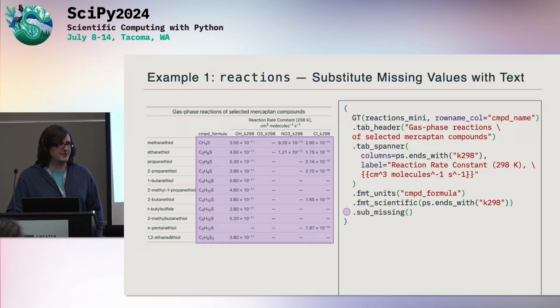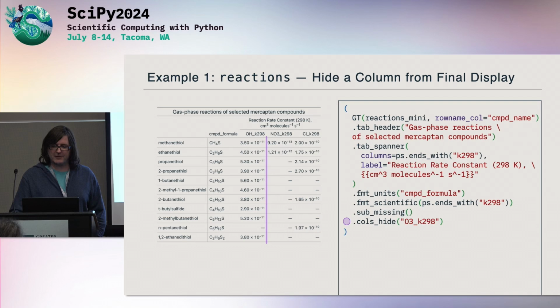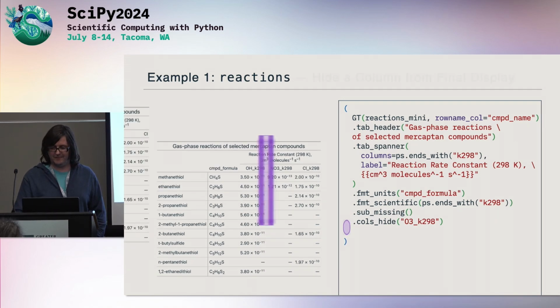And then there's missing values. There was a bunch of NaNs in the table. Doesn't look really great for presentation, so we're going to substitute that with just em dashes with sub_missing. And then finally, we had a column which had nothing but missing values. That's not really useful. So we're going to hide that column from display with cols_hide.